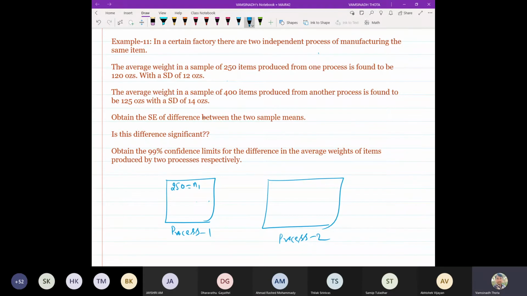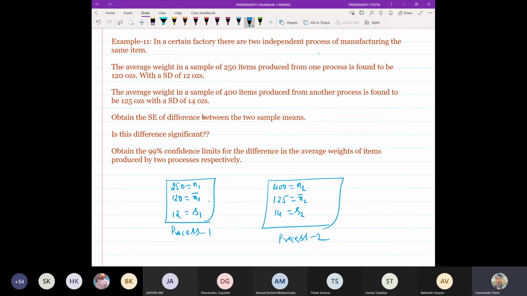Okay. For the mean, the average weight, x1 bar is given to be 120 units with a sample standard deviation S1 given to be 12. Now, when it comes to the second process, a sample of 400 items is taken, for which the average x2 is given to be 125 and the standard deviation is given to be 14 units. So this is S2, right?